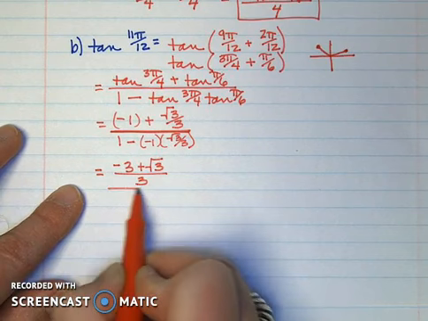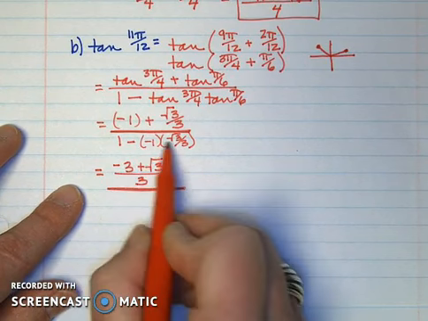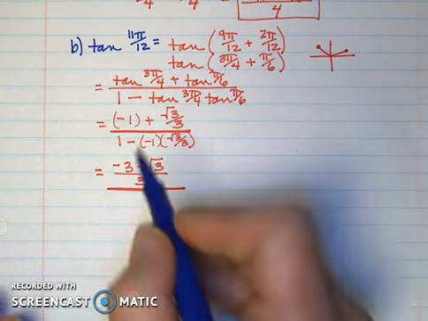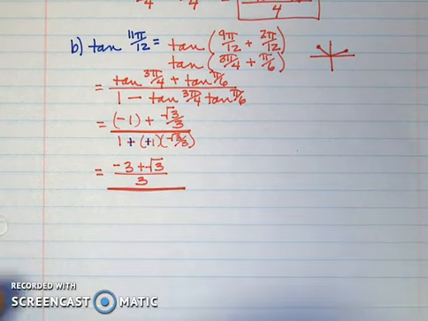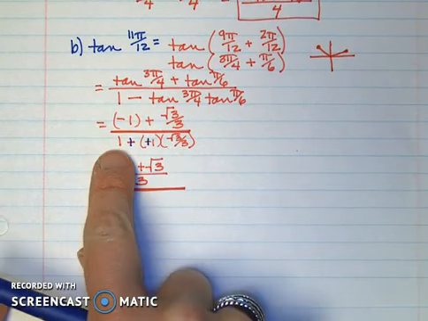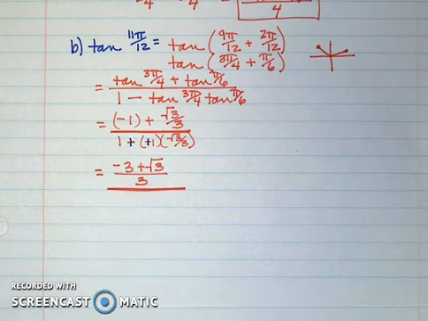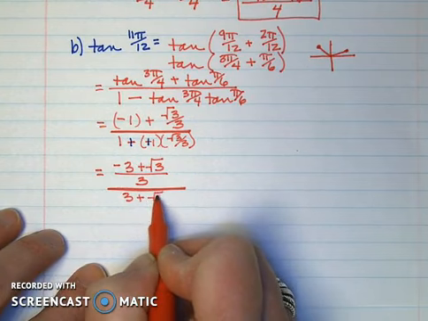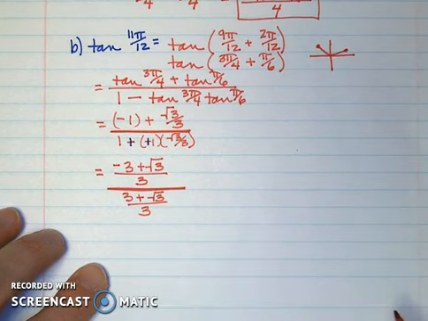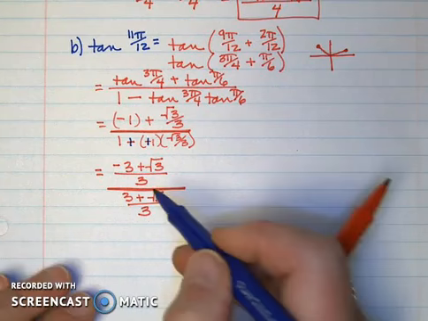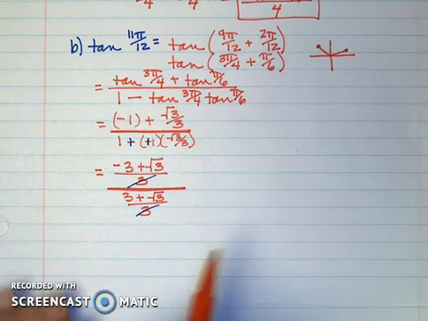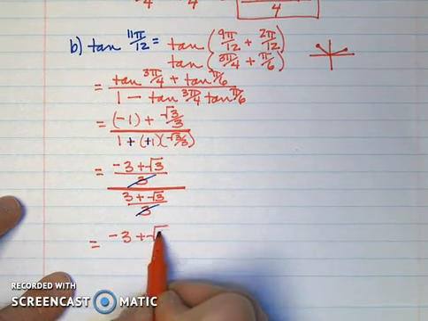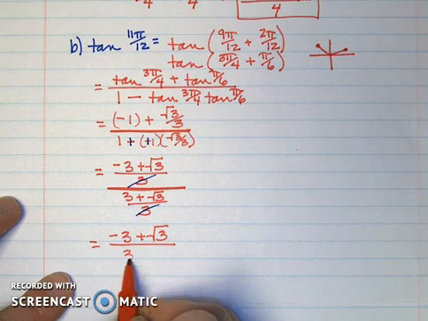That's my numerator. Down here in the denominator, this is really plus, right? And now I also need a common denominator of 3, so it's going to become 3 over 3. So this will combine to be 3 plus the square root of 3 over 3. When I flip that and multiply, my 3's are going to cancel, and I will be left with negative 3 plus the square root of 3 over 3 plus the square root of 3.